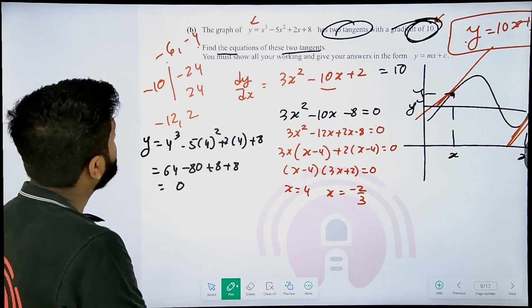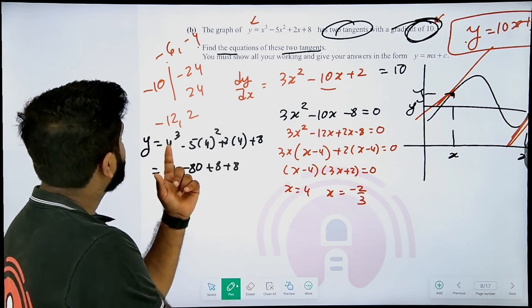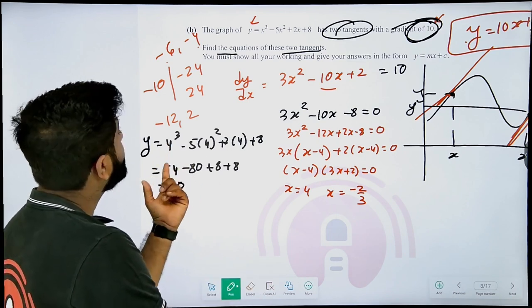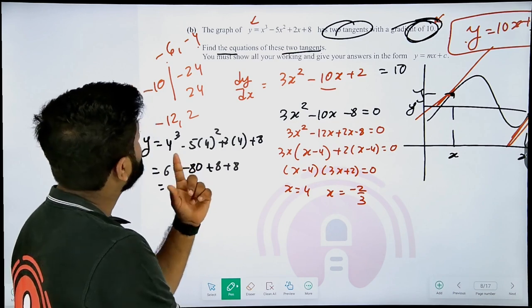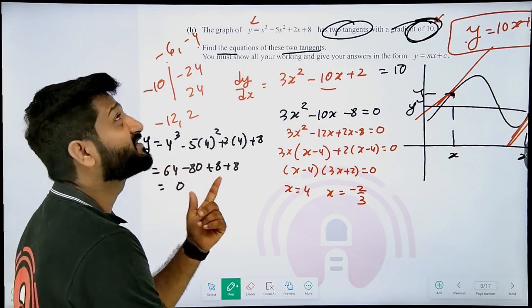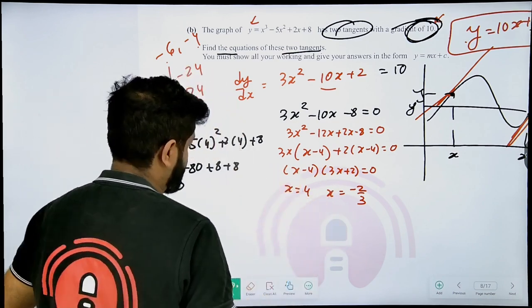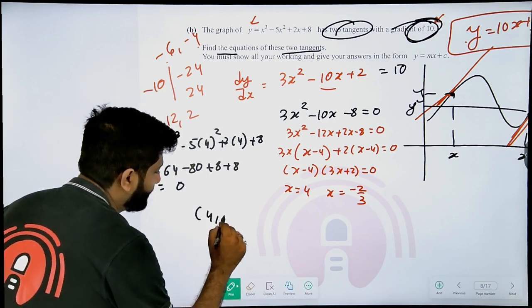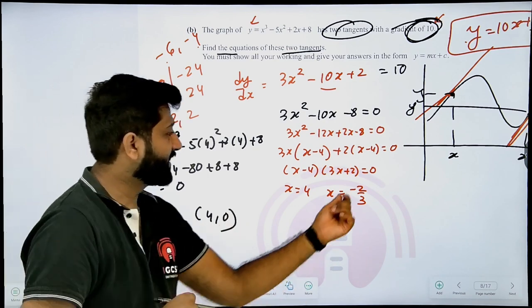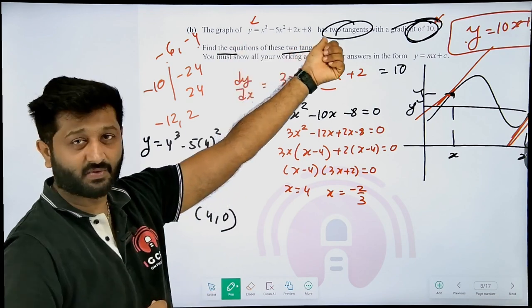So let me again check. 4 square is 16. 16 into 5 is 80. 4 twos are 8. 8 plus 8 is 16. 16 plus 64 is 80. 80 minus 80 is 0. Yes, so one coordinate is 4 comma 0. Now for the other value, I'll have to again substitute this.